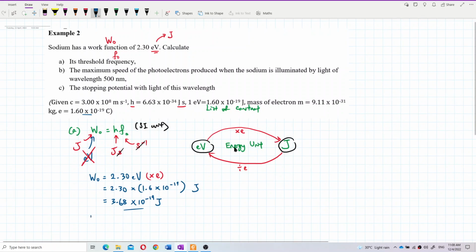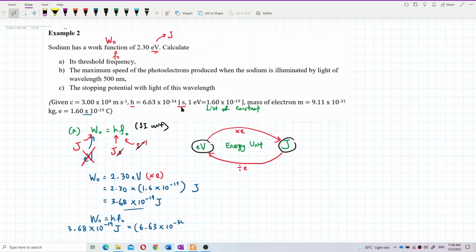So we use the formula W naught equal to h f naught. We substitute the unit joule. The answer is in joule, negative 19 joule. Remember, the work function must be in joule. And then the Planck's constant is 6.63 exponent negative 34. This one is joule second.